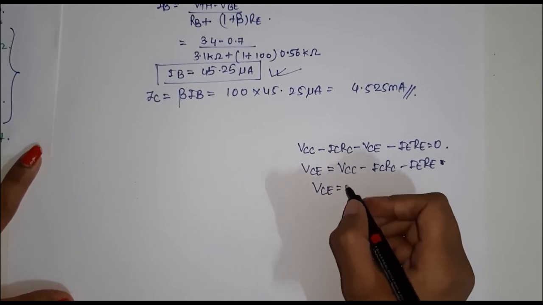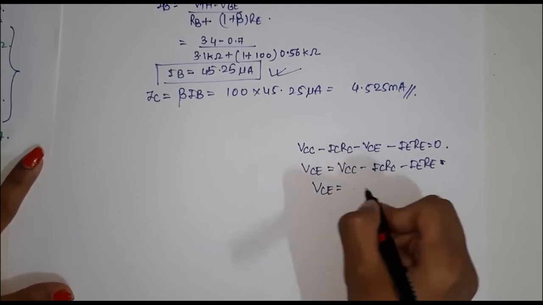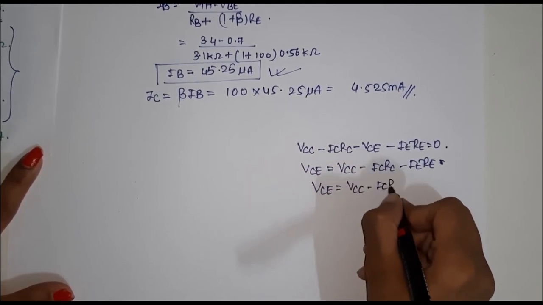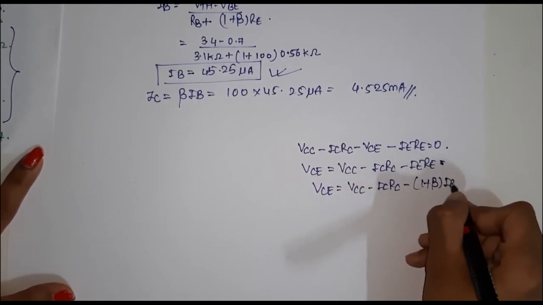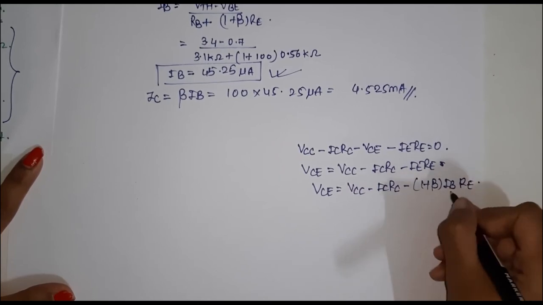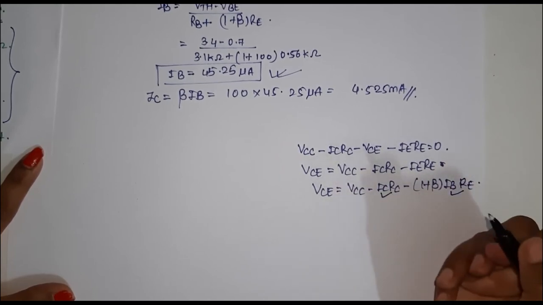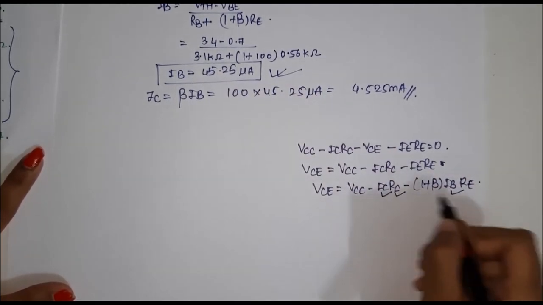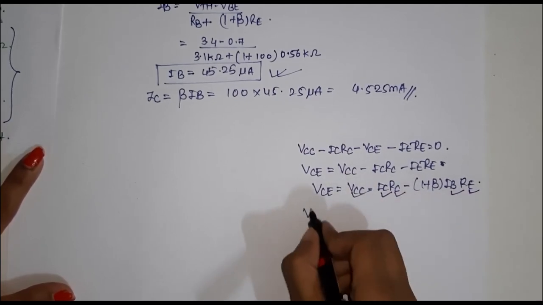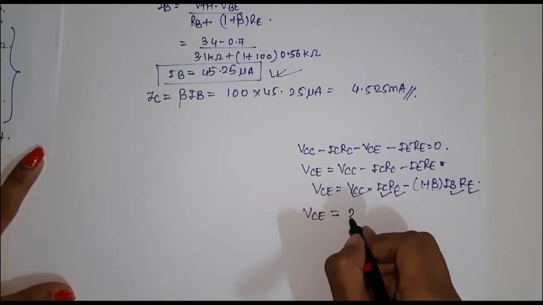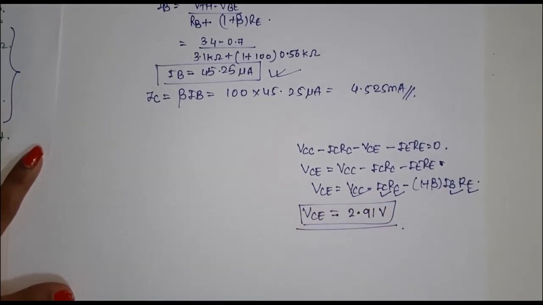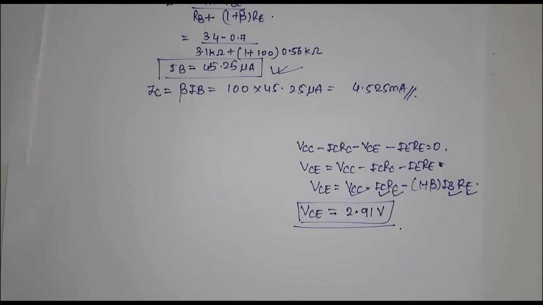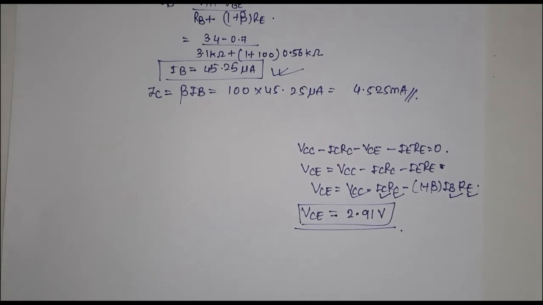Okay. So on substituting the values, we get VCC minus ICRC. To simplify this, we can write this as 1 plus beta times IB RE. Now we have the value of IB, we have the value of IC. Okay, from the previous equations, we have the value of RC, RE and VCC. So on substituting, we get the value of VCE is equals to 2.91 volts. And therefore, we have calculated the two parameters that was required to calculate the Q point values. Okay. So this is how we go around when we solve the numerical.